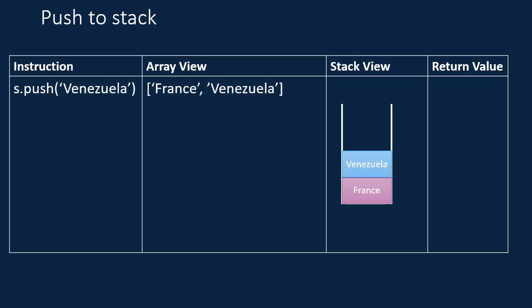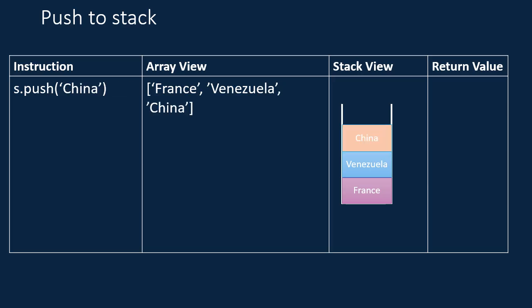We're going to add a next item, Venezuela, to our stack. Venezuela now is the item at the top of our stack. Next, we're adding the item China to our stack. So now China is the item that's at the top of our stack.